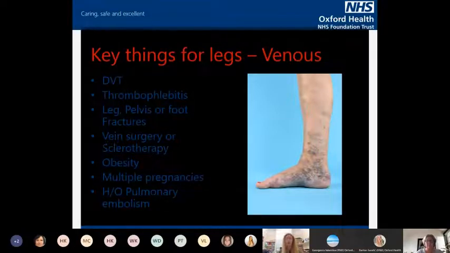So for example, when we're looking at legs and you're doing your lower limb assessment, your Doppler, a key thing is looking at their history as well. So key factors pointing towards venous disease would be history of DVT, thrombolysis, leg, pelvis or foot fractures, vein surgery or sclerotherapy, obesity, someone who's had multiple pregnancies, or history of a pulmonary embolism. And you can see there a nice picture of a very clearly venous leg.